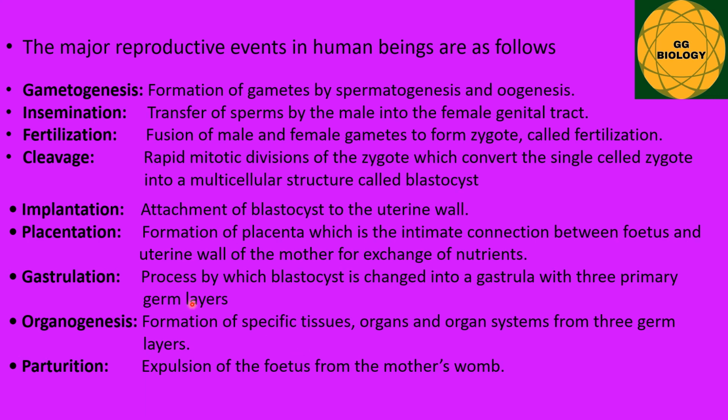The single layered blastula will get converted into a triple layered gastrula, namely ectoderm, mesoderm and endoderm. And from these 3 germ layers, the organs develop. Such a process is called organogenesis. So formation of specific tissues, organs and organ systems from the 3 germ layers is known as organogenesis. And finally, parturition is nothing but expulsion of the fetus from the mother's womb, or delivery is nothing but parturition.